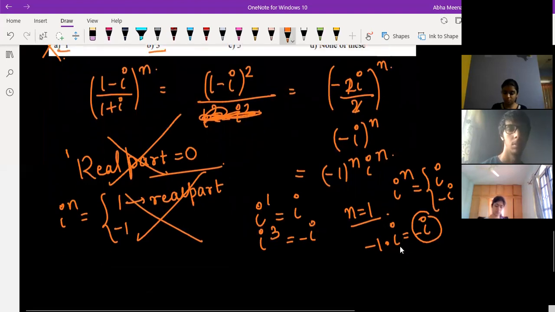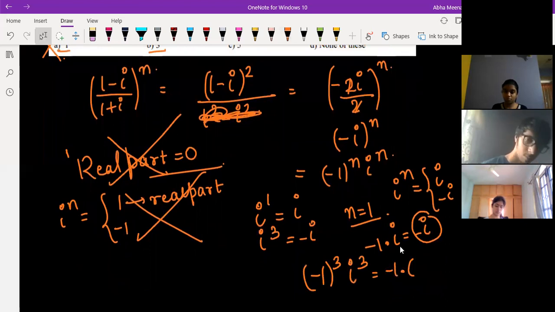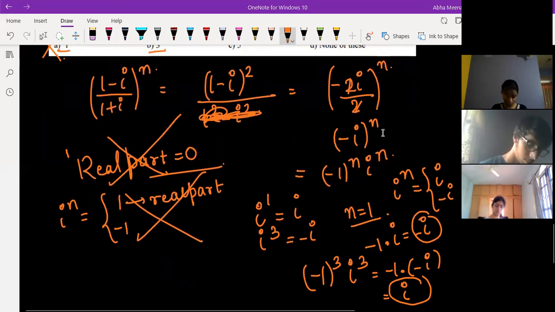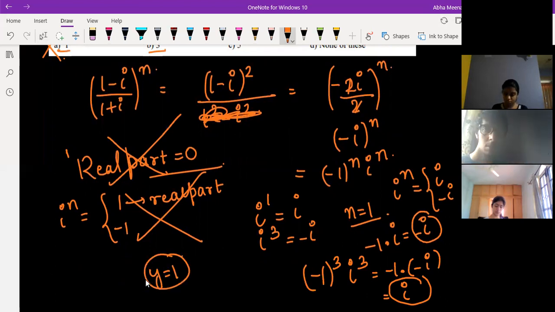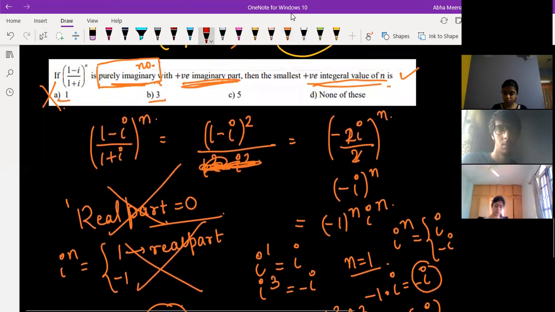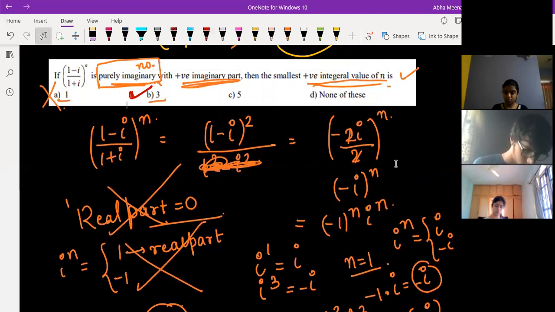N equals 3 is the answer. Why? Minus 1 to the power 3 into i cube, which is minus 1 into minus i equals i. This is the positive imaginary part. Here, what is the imaginary part? 1. So n equals 3 is the answer. Who told 3 as the answer? Me, ma'am. Samita, very good. I am very glad to see your progress, Samita.